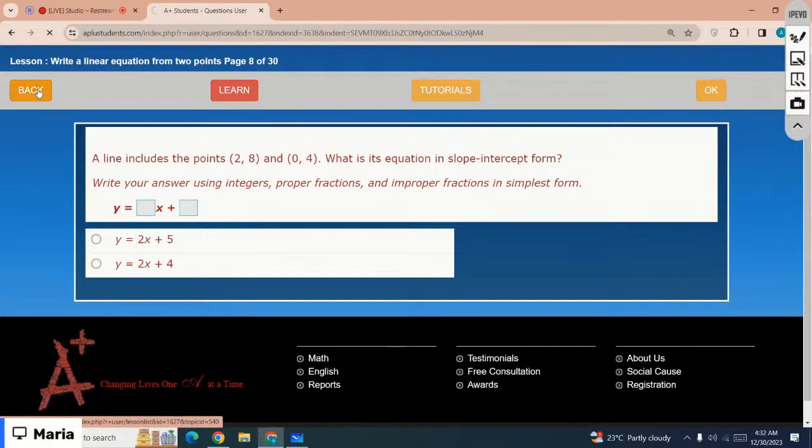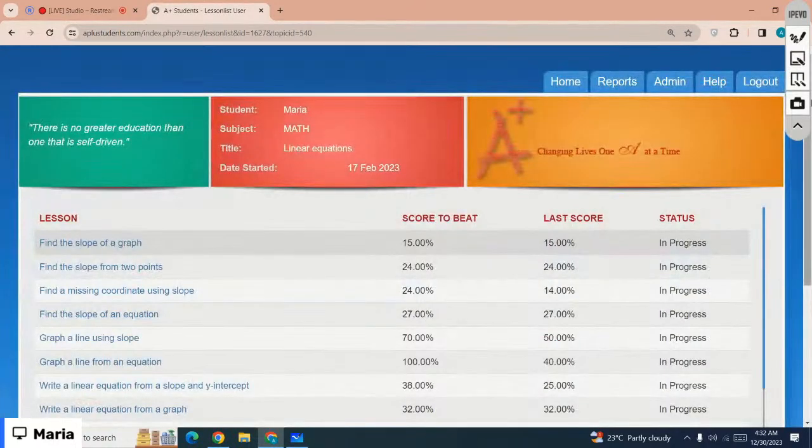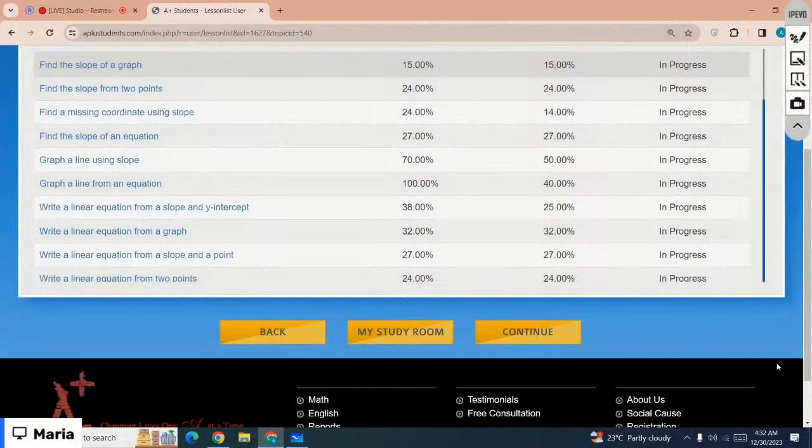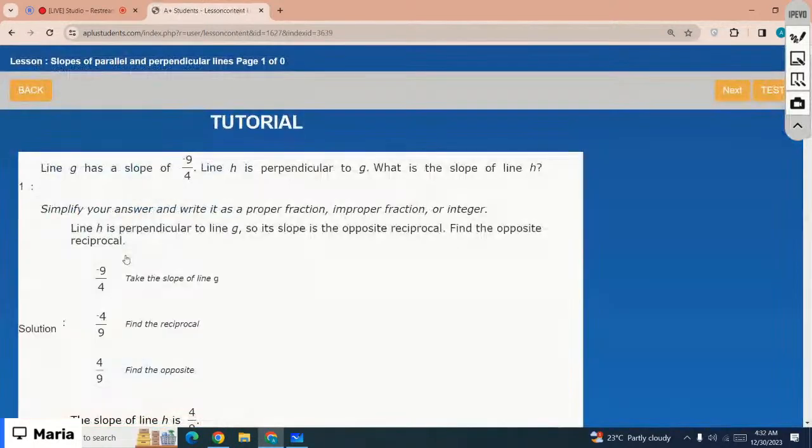Let me just move on to the next lesson, and that is the last lesson from the chapter. The lesson name is slopes of parallel and perpendicular lines. Parallel lines are the lines that never intersect each other. For example, you are given line G has a slope of negative 9 over 4. Line H is perpendicular to G.